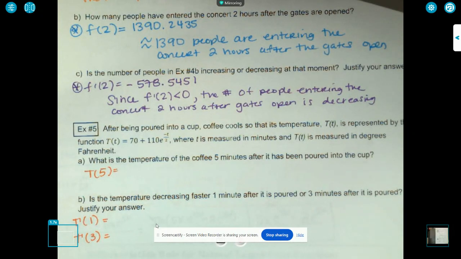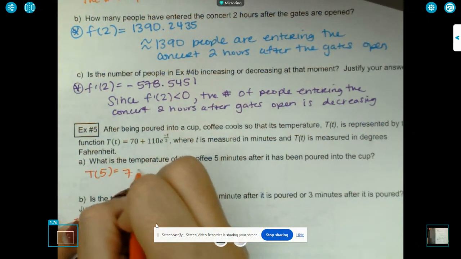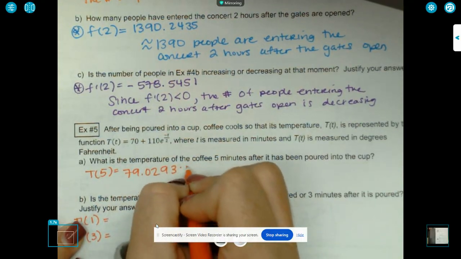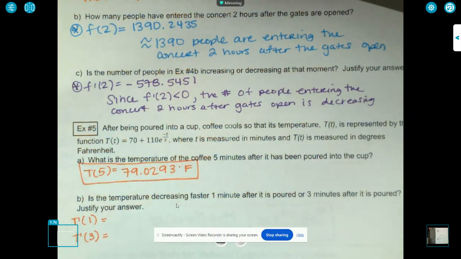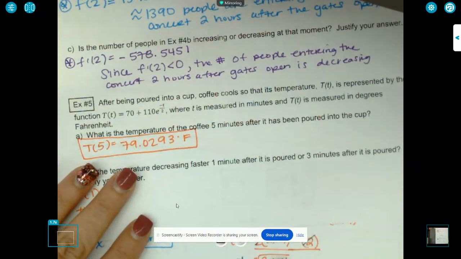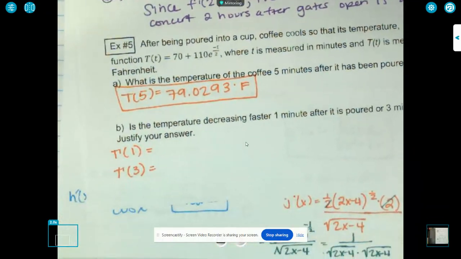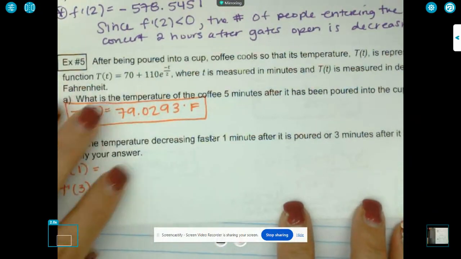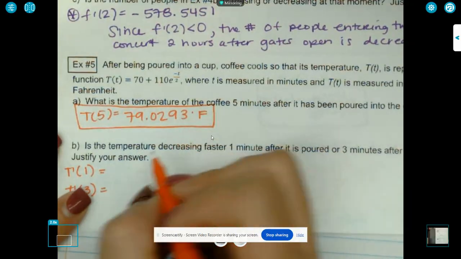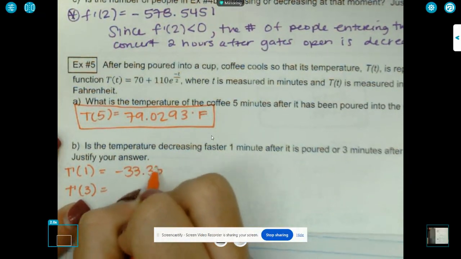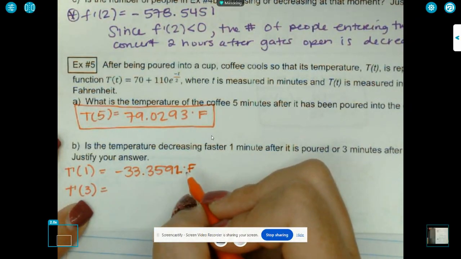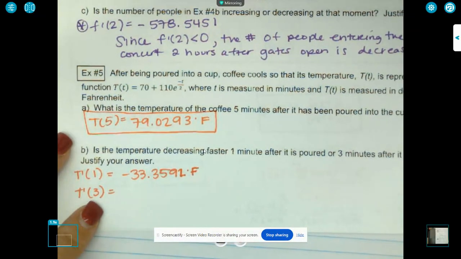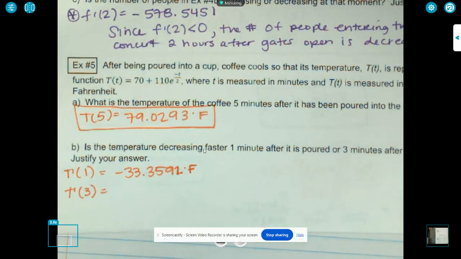All right, what was T of 5? Okay, good job. We good so far? All right, what's T prime of 1? Negative 33.3591. All right, what about T prime of 3?